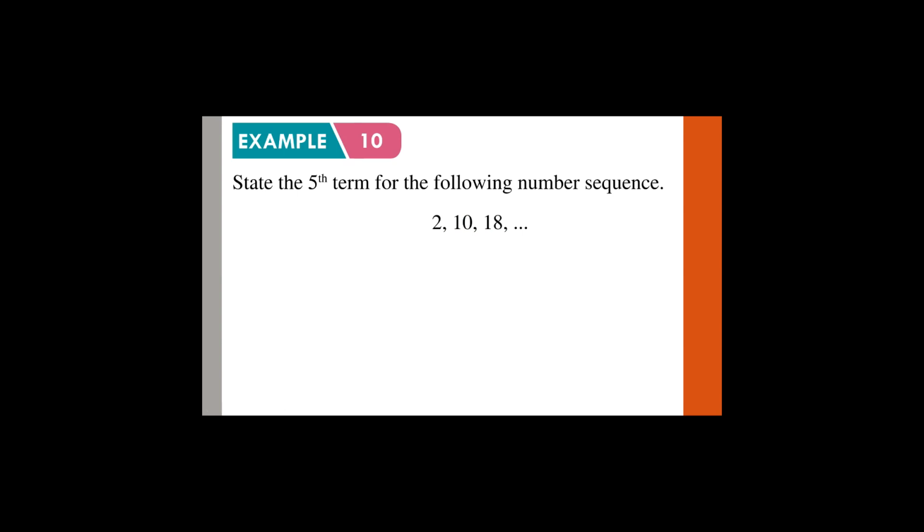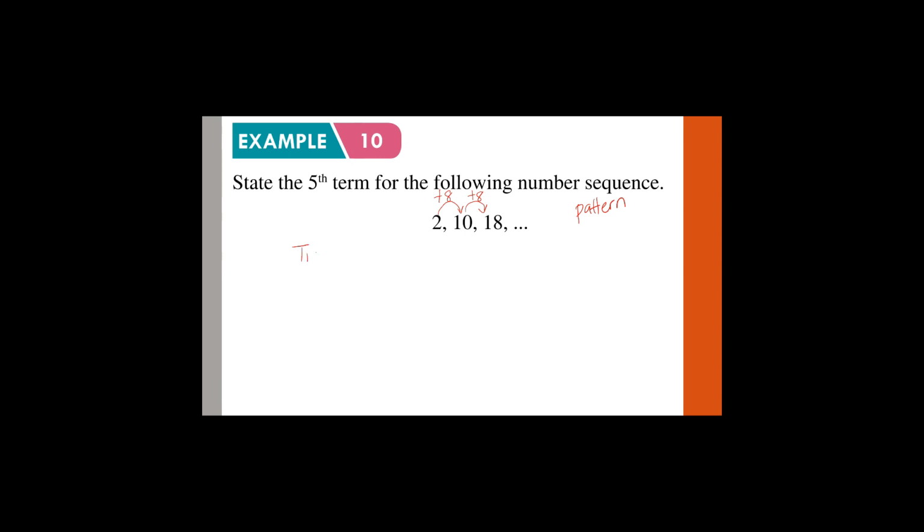Now, example, state the fifth term of the following number sequence. So you're given 3 terms over here. To find the fifth term, first, you need to know the pattern. How is the pattern? Plus 8. Very good. Plus 8. So each of these is plus 8. So now you can list already. Since you know the pattern, you can list down the terms one by one.